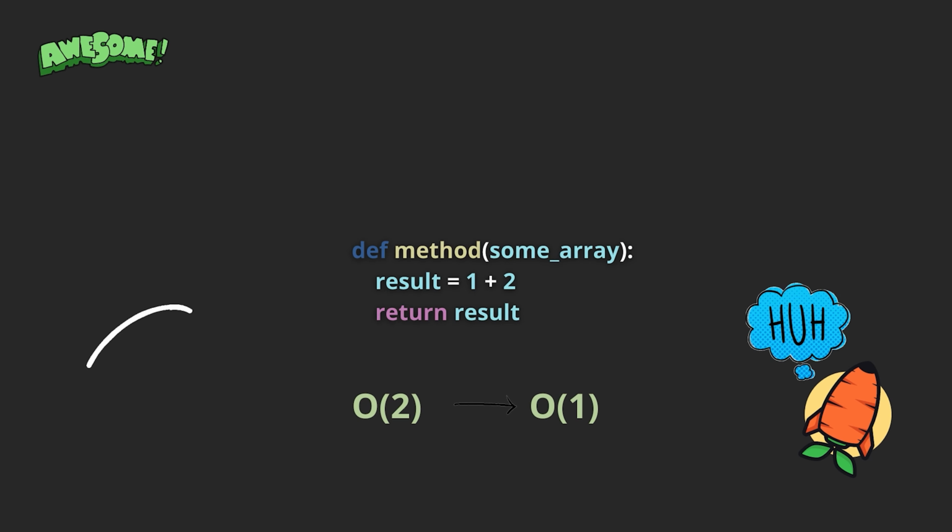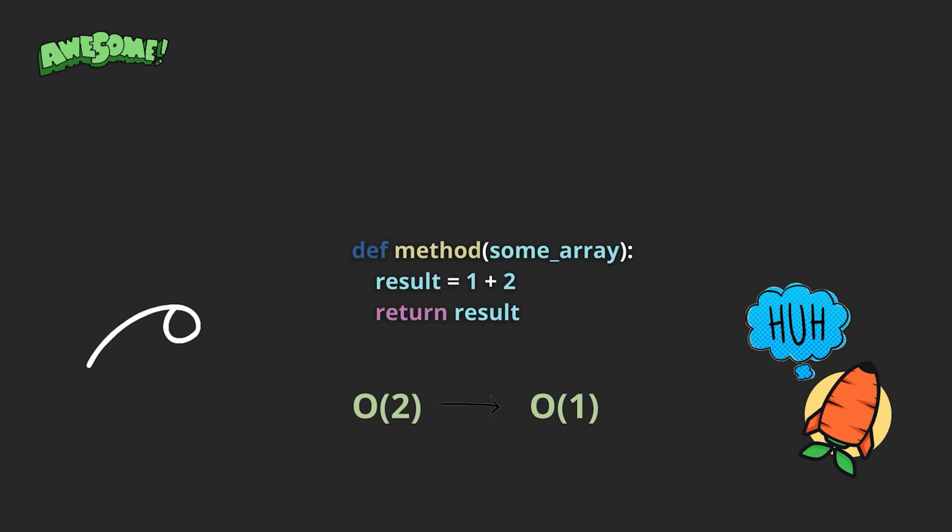Let's look at an example. In this method, we're given some array and perform two primitive operations. The number of steps we're performing in this algorithm is not dependent on the size of the array. In other words, regardless of the size of the array, it will always just be 2 steps. So we write this as O of 2, which is then simplified to O of 1. This could be O of 100 steps. The point is, it will always be simplified to O of 1 because it is a constant time algorithm.